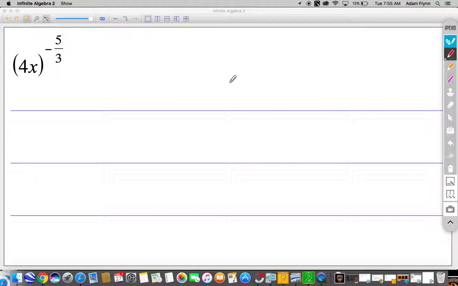Okay, I've got 4x all to the negative 5/3. My 4x is in parentheses, so I know that will be my entire base. So first thing I'm going to do, I'm going to cross the line and switch the sign. So I'm going to rewrite this as 1 over 4x to the positive 5/3.